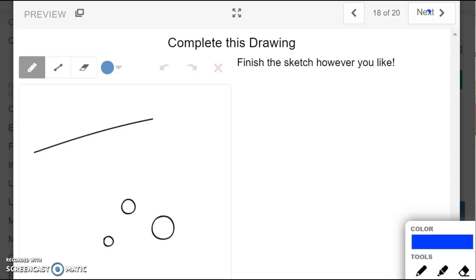And card number 18 is just for you to draw something using the sketchboard until your classmates have all caught up. So this is an optional exercise.